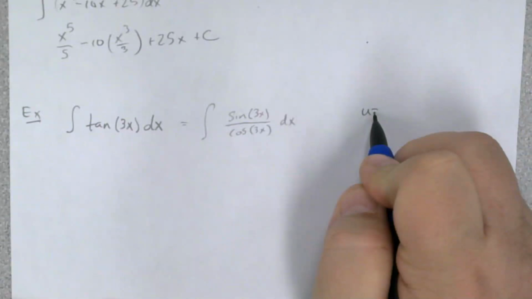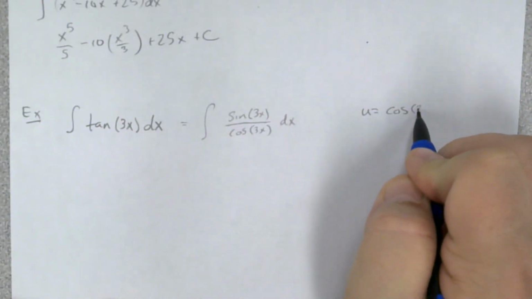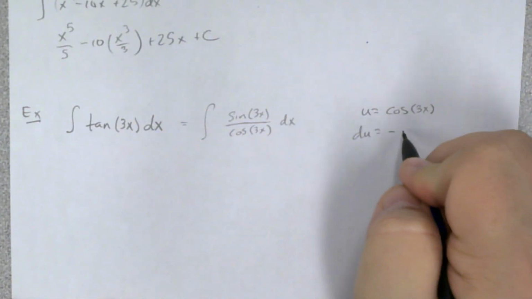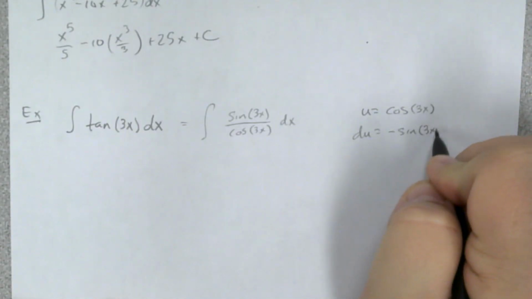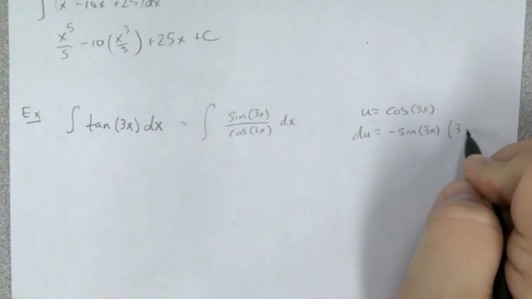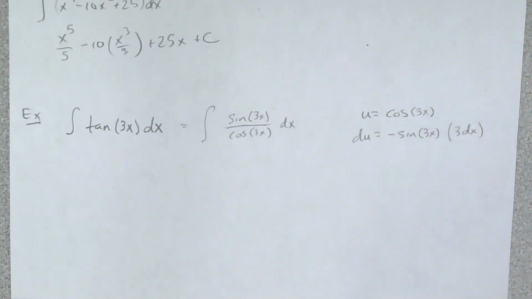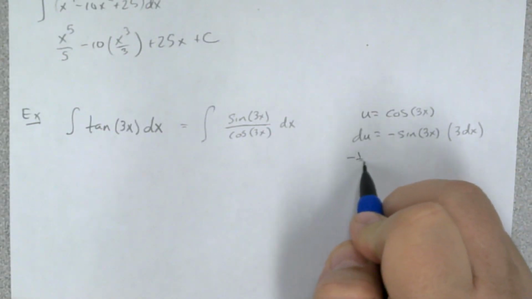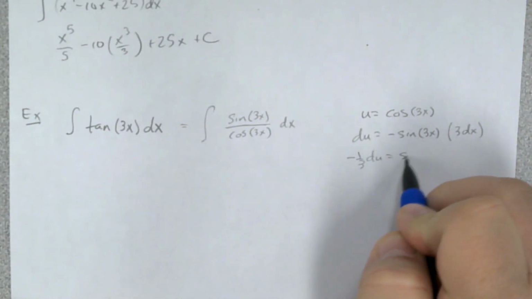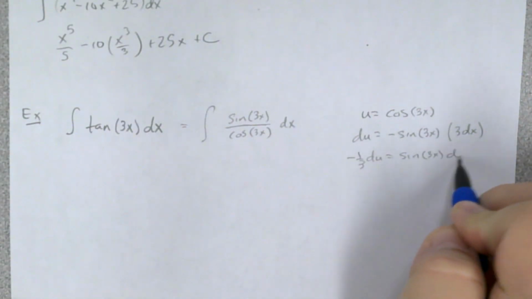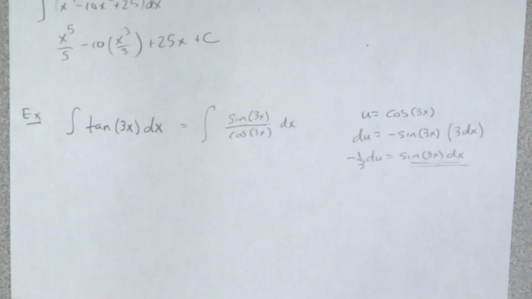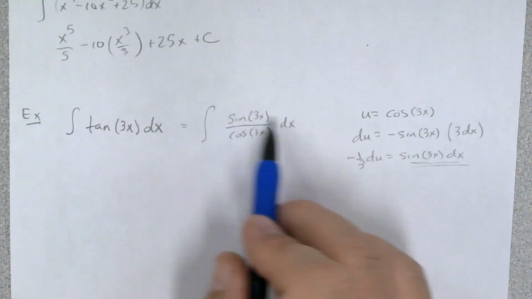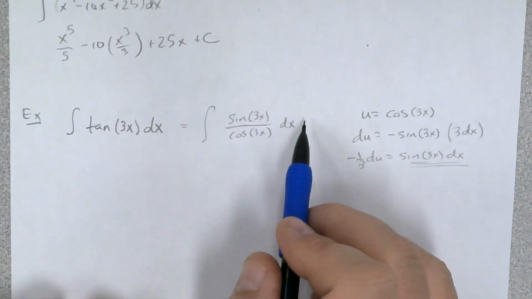We're going to let u equal the cosine of 3x, and so then its derivative, the derivative of cosine is minus the sine of 3x, don't forget, times 3 dx. Got to do the chain rule. So this 3 and this negative are going to come to the other side as a negative 1/3, and I have the sine of 3x dx. Do I have that in my problem? And the answer is yes, I do. There it is, the sine of 3x and the dx right there. So I can use substitution.